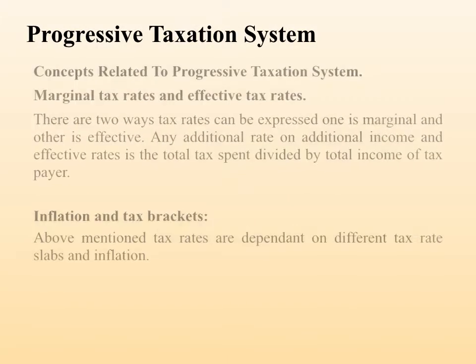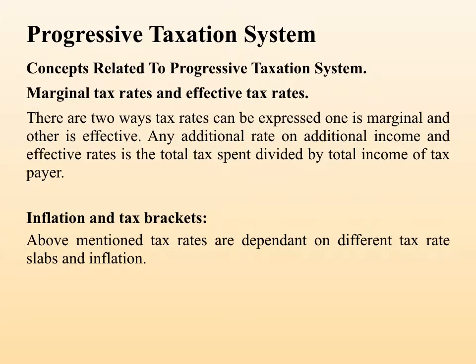Progressive taxation system. Concepts related to progressive taxation system. Marginal tax rates and effective tax rates. There are two ways tax rates can be expressed. One is marginal and the other is effective. Marginal is any additional rate on additional income, and effective rate is the total tax spent divided by the total income of the taxpayer. Inflation and tax brackets: the above mentioned tax rates are dependent on different tax rate slabs and inflation.